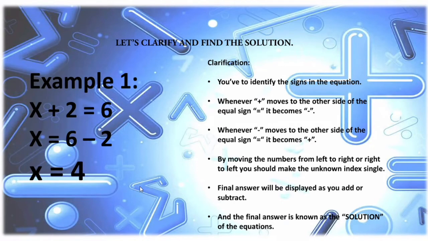And in the second step, it says x equals 6 minus 2. And how come it be minus 2 from plus 2? So that is a question. And the way we take plus 2 to minus 2 is whenever plus moves to the other side of the equal sign, it becomes minus. And whenever minus moves to the other side of the equal sign, it becomes plus. Okay. So that is a very important point.